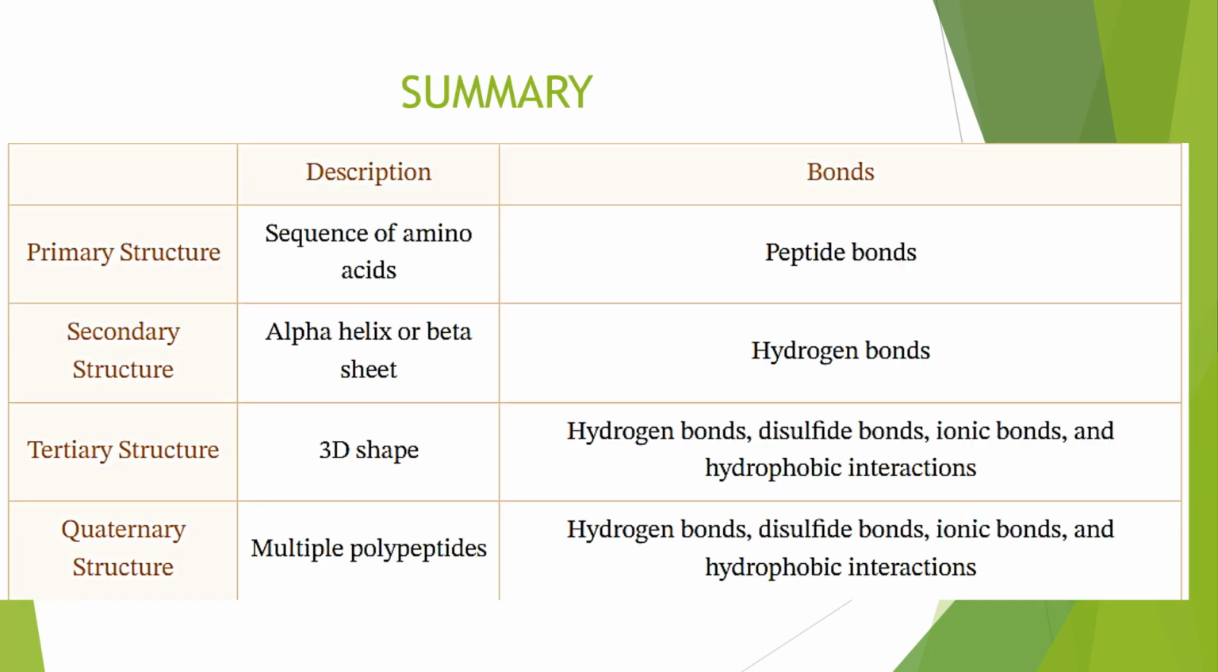So let me summarize. You have primary, secondary, tertiary, and quaternary structures. Primary means just the sequence of amino acids, and the bond involved is the peptide bond. In the secondary, we have seen alpha helices and beta sheets. Hydrogen bonding is involved. In tertiary structure, you have the 3D shapes because of hydrogen bonding, disulfide bonding, ionic bonding, and hydrophobic interactions. The same interactions play a role in attainment of quaternary structure. It is not just one polypeptide chain, but multiple polypeptide chains that will be involved.